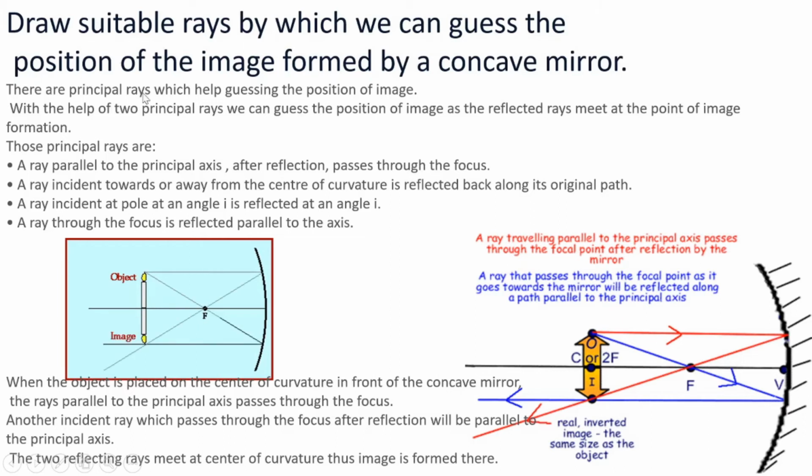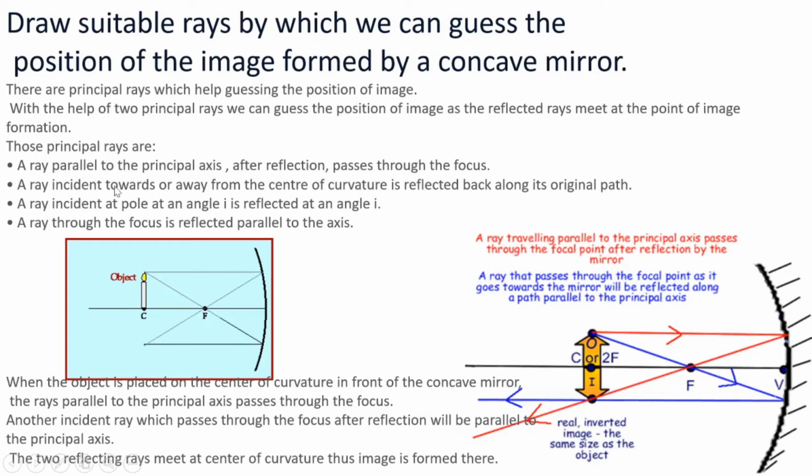There are principal rays which help in guessing the position of the image. With the help of two principal rays, we can guess the position of the image, as the reflected rays meet at a point of image formation. What are the principal rays? See, here they have written in red colors. While they are reading red colored sentences, you should see the red colored rays only, and for a blue colored sentence, you see the blue rays.